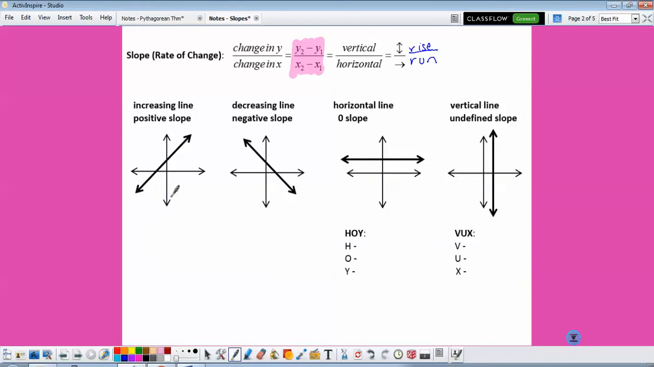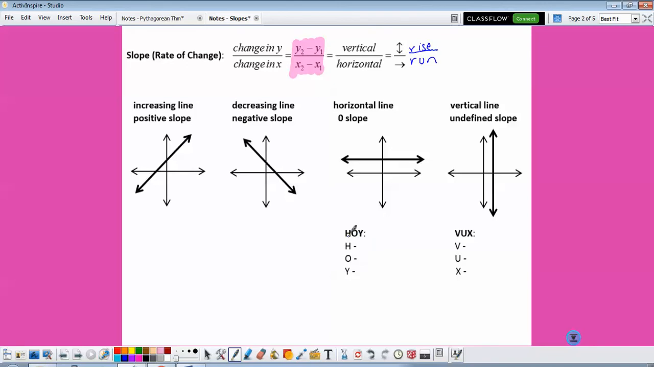So if you look at these examples, if you have an increasing line, it's going up from left to right, that's got positive slope. If it's a decreasing line and it's going down from left to right, then it's got negative slope. A horizontal line has 0 slope.